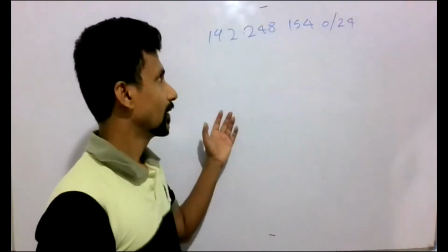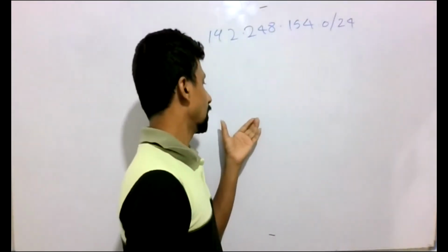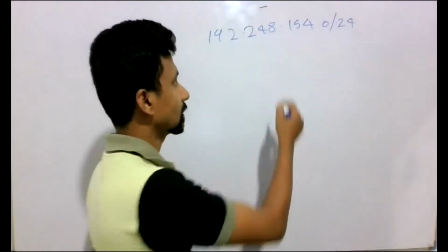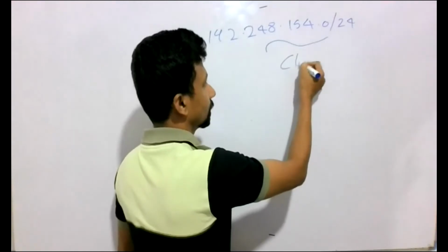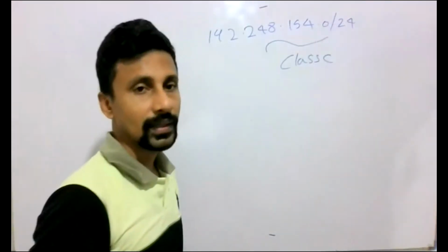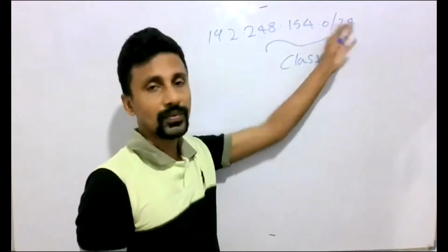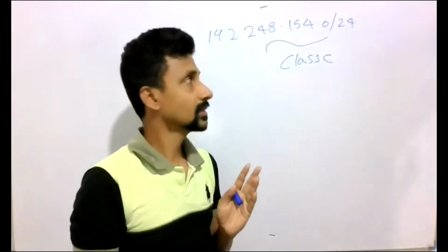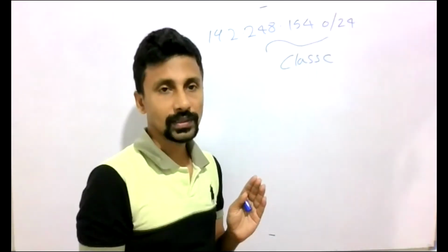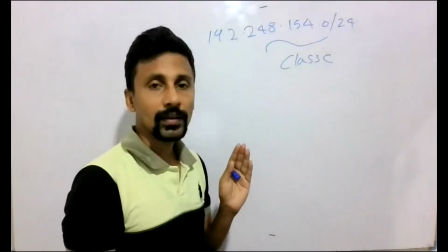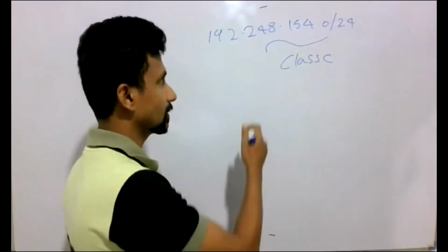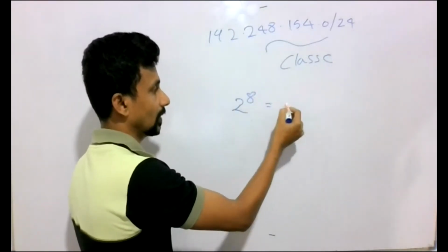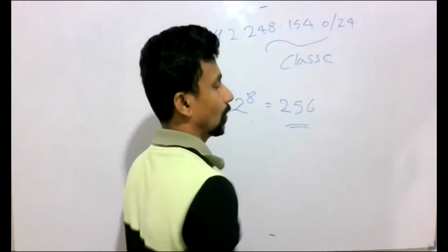So in this question, we are asking how many hosts we can create. This is class C, without having subnets. The number of network bits is 24 for class C. So how many hosts can you create? That means how many bits are remaining? 8. Yes, 2 to the power 8 equals 256 hosts you can create.